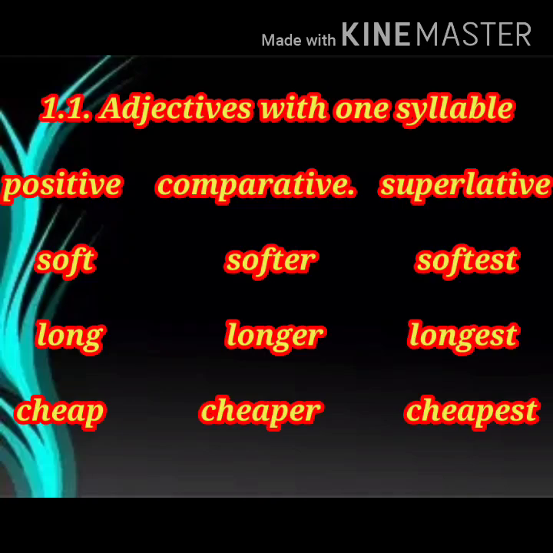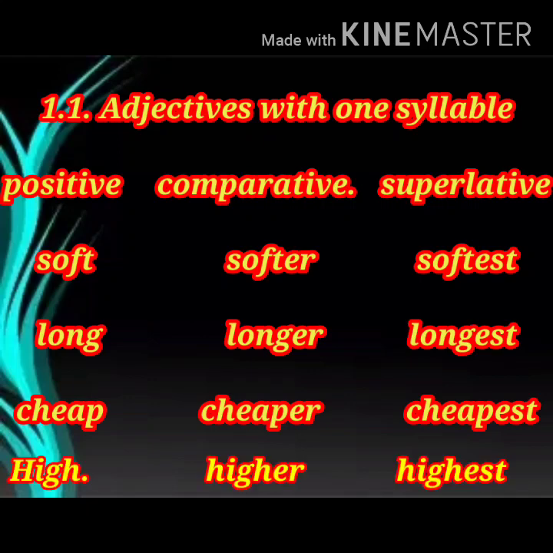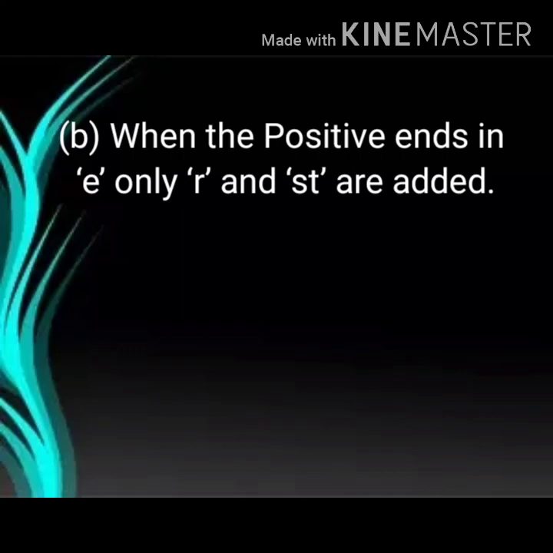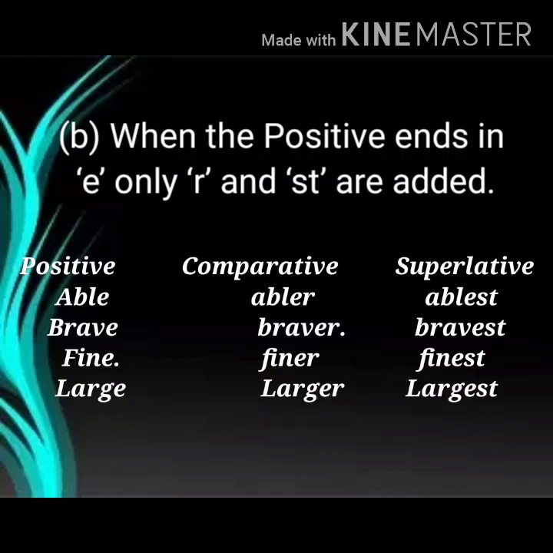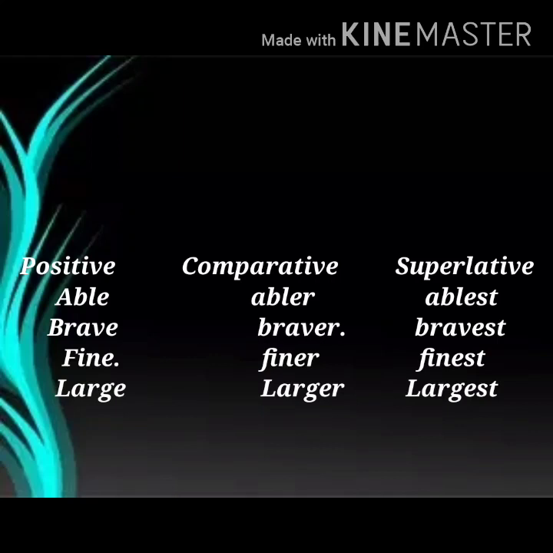Now let us see examples of adjectives with one syllable: positive, comparative, and superlative. Soft, softer, softest. Long, longer, longest. Cheap, cheaper, cheapest. High, higher, highest. When the positive ends in e, only r and st are added. For example, able, abler, ablest. Brave, braver, bravest. Fine, finer, finest. Large, larger, largest.